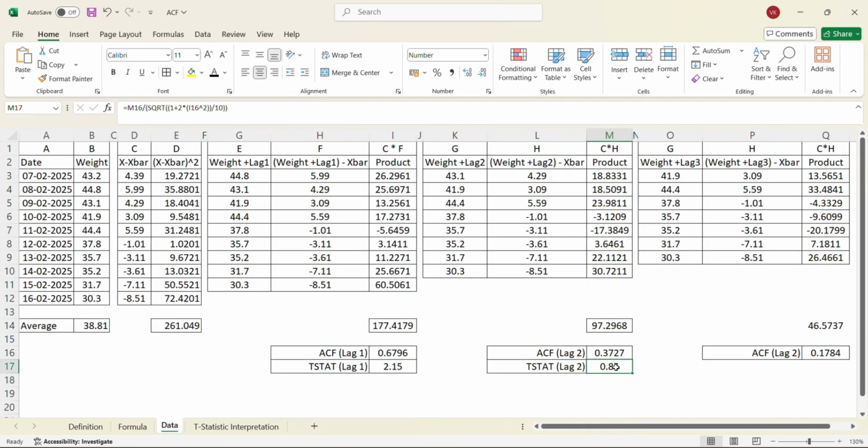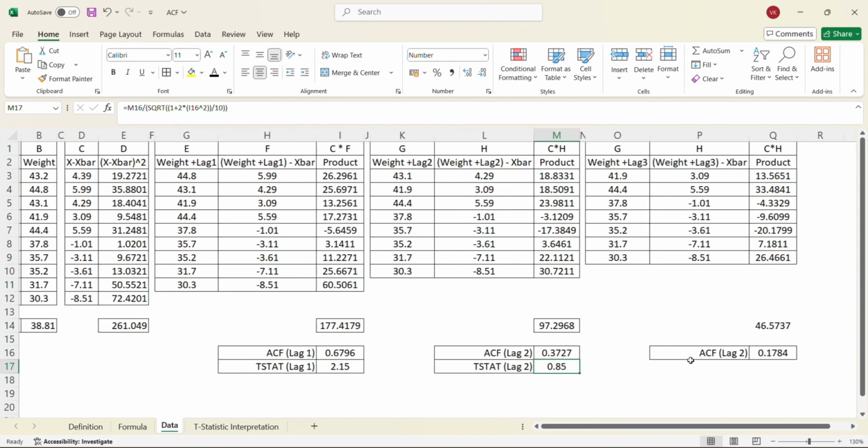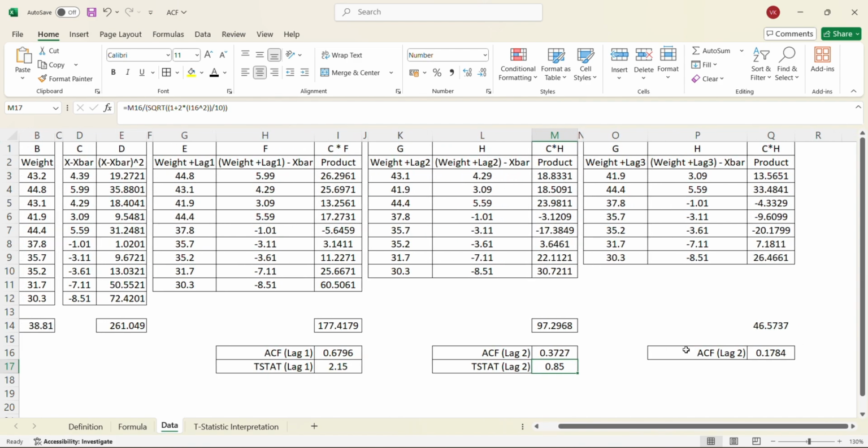So the function goes like this, which is nothing but the numerator, the autocorrelation function, divided by the square root of 1 plus 2 multiplied by the square of the autocorrelation function divided by 10. And thereby we got 0.85. And we already know the T critical value is 2.3 and this is much smaller than that. So at a lag of 2 also, we do not have a significant autocorrelation.